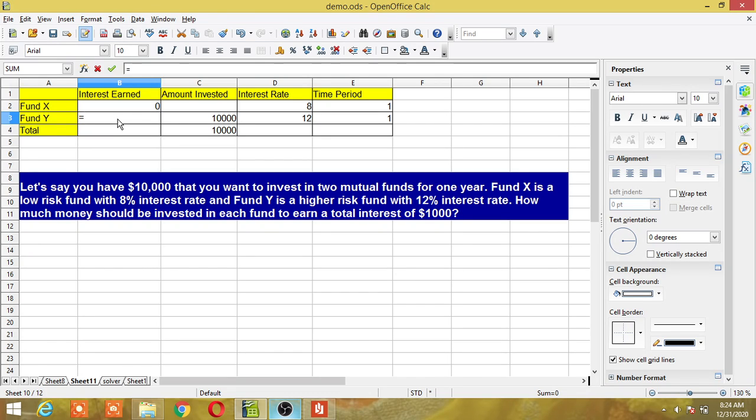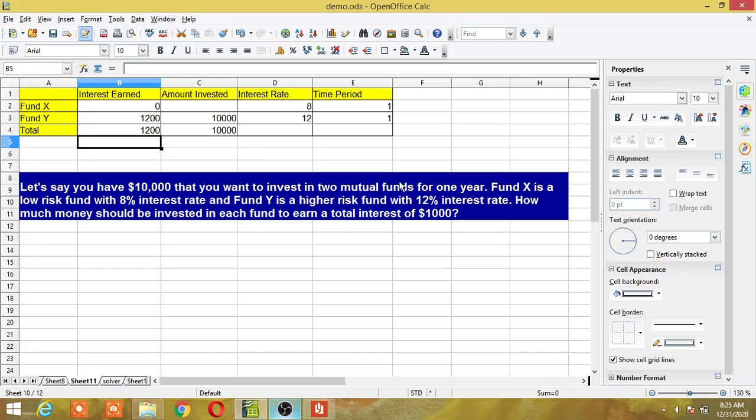Now for Y also we have to write the same thing, that means P, that is amount invested, into R into T divided by 100. This will give me the interest for my X and Y. So right now I have 10,000 in my hand, that's why I am getting 1200 value for Y fund. Now what will be the total interest I have earned? So that will be the sum of these two. So let me write the formula for this cell also, that is the sum of the interest earned for Y plus the interest earned in my X fund. So this will give me the total interest.